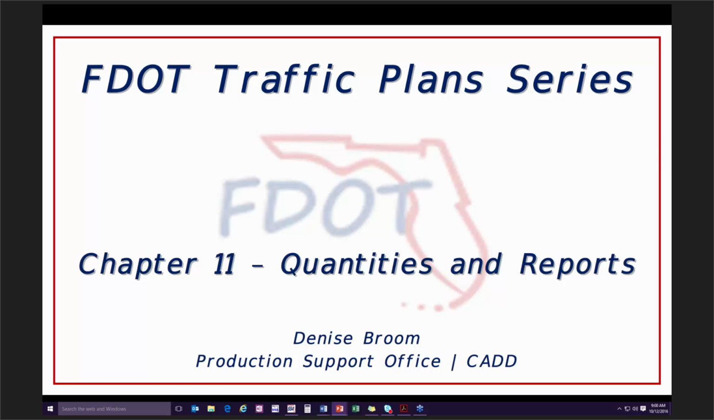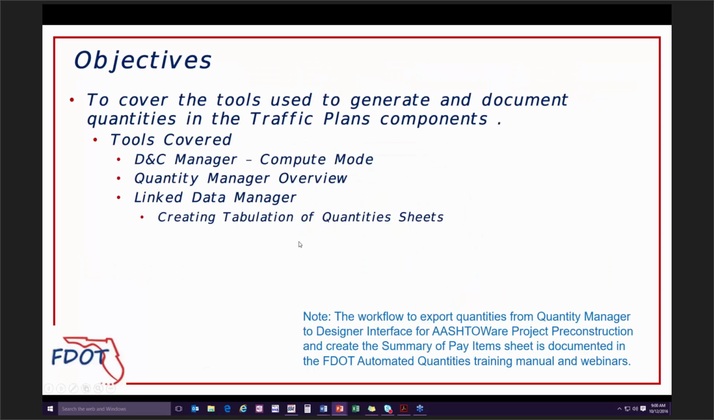We are continuing this week with the FDOT Traffic Plan series. We are taking a look at Chapter 11, which is Quantities and Reports. And today we're going to take a look at the tools that we use to generate and document our quantities in the traffic plans. Tools that we will be looking at is D&C Manager and specifically the compute mode. We'll take a look at Quantity Manager as well as Link Data Manager, which we will be using to automate the creation of the tabulation of quantity sheets.